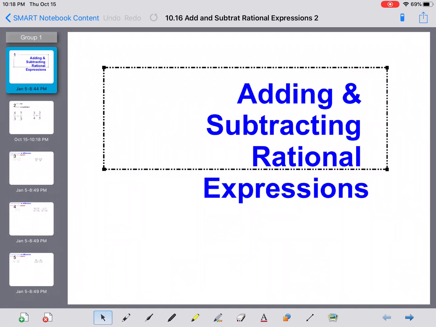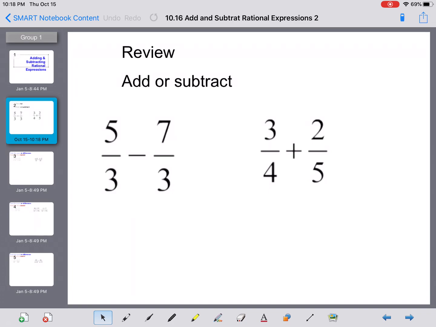Hello everyone. Today we're going to talk about adding and subtracting rational expressions. So knowing a rational expression is a polynomial over a polynomial, we're going to talk real quick about adding and subtracting fractions. So we need to remember that we always have to have a common denominator in fractions. So in this first example we have a common denominator of 3.